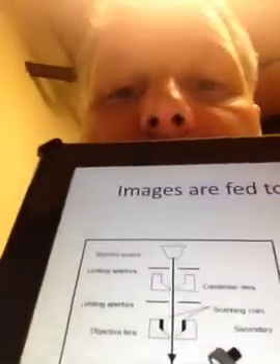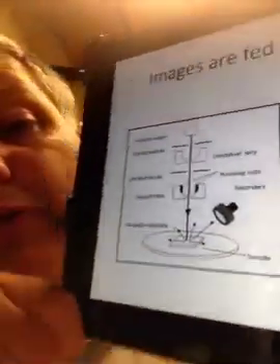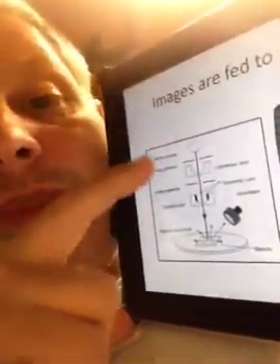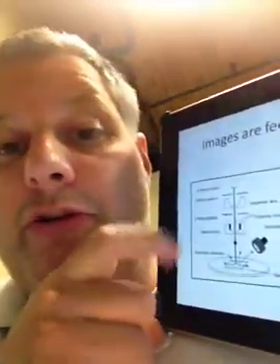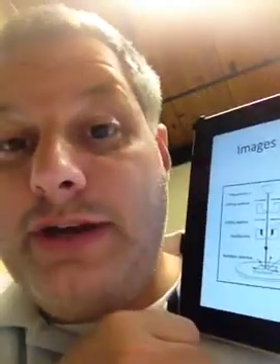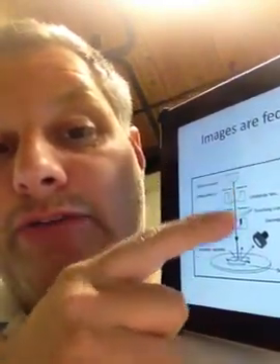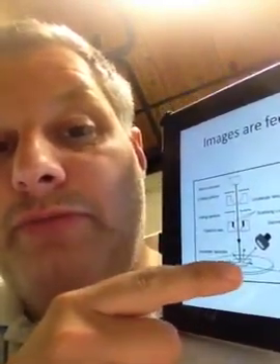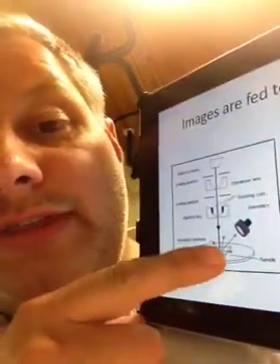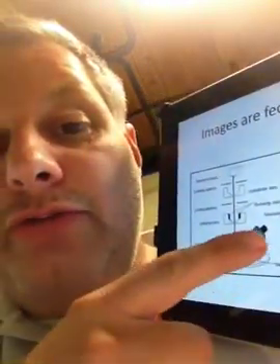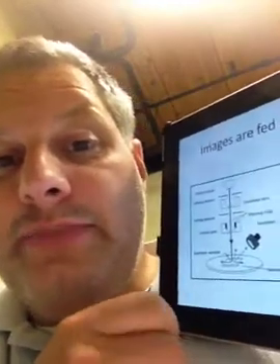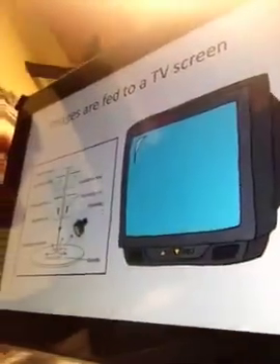Here's a little diagram. Might be a little bit reversed, but essentially what we have is, just like in a microscope where we have light that shines up through the sample, here we have an electron gun that fires electrons down at the sample. When the electrons hit the sample, they bounce off and go into a detector. That detector then goes into a TV.